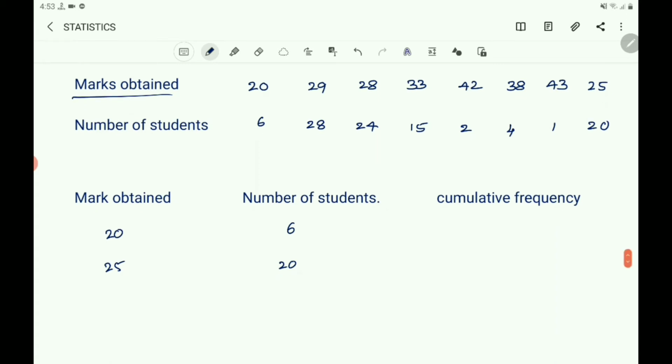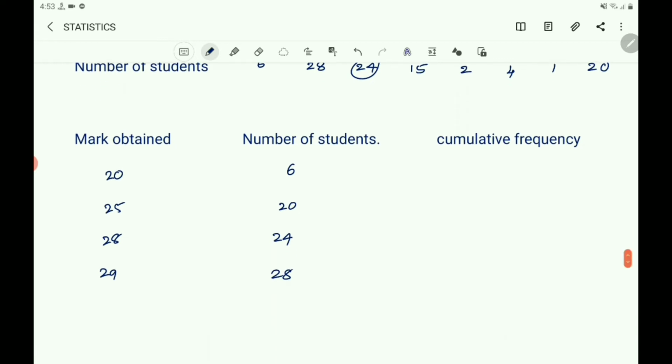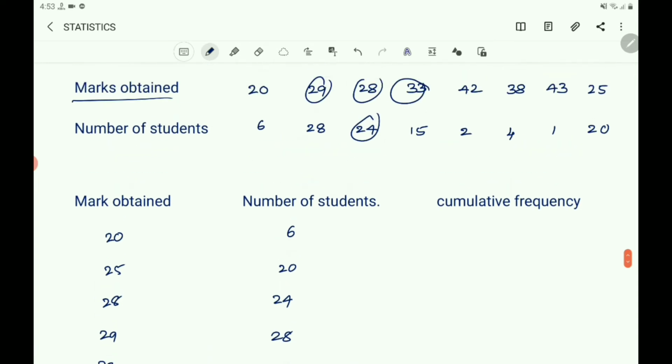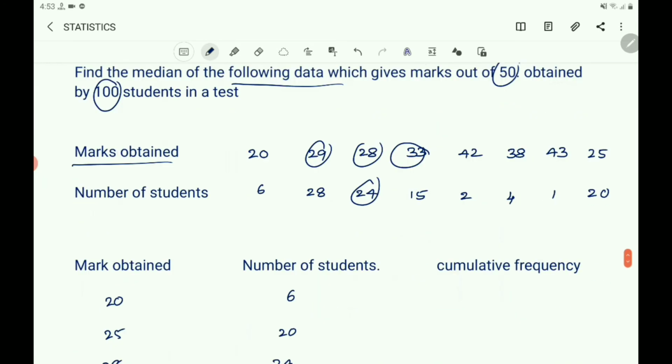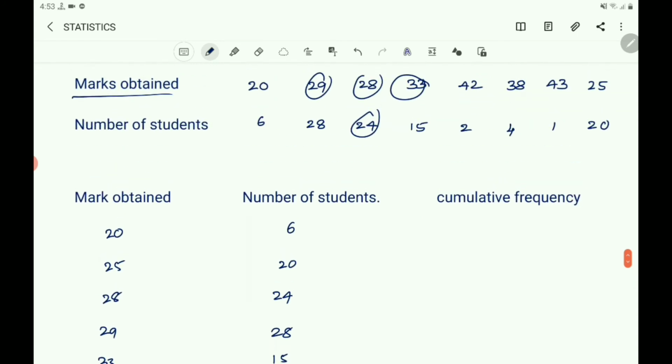Next you take 28. Its frequency is 24. Then 29, its frequency is 28. Next you take 33, its frequency is 15. Then after that you take 38.